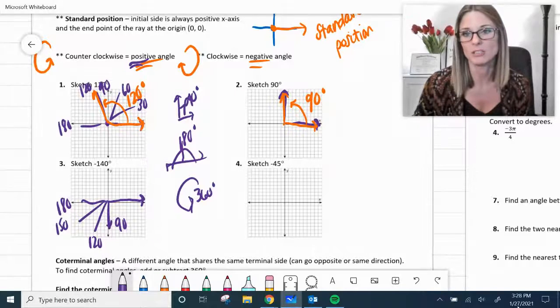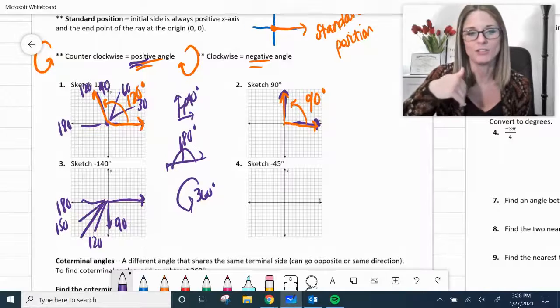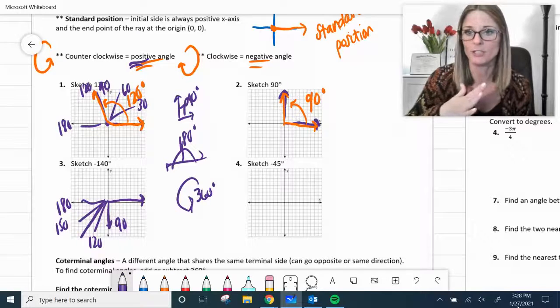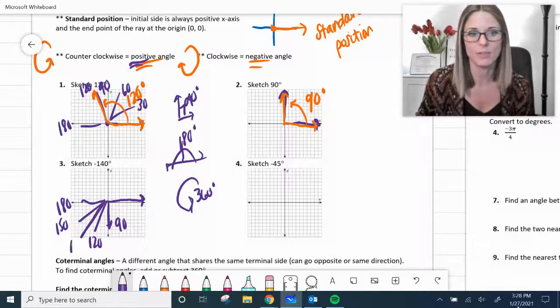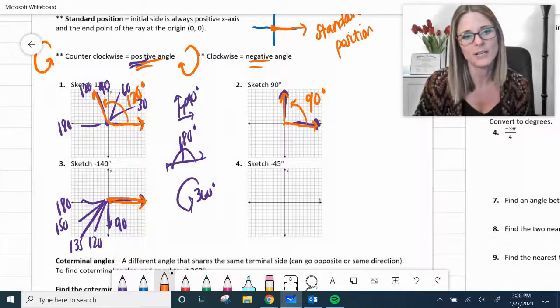That's too much. So maybe somewhere in between. Halfway between the quadrant here would be 45 degrees. So 45 plus 90 is 135. So we need something just right in between there. So I'll have my standard position at positive x-axis, and we're going to go somewhere in between. Now the directions say just sketch. So that's all we're doing, 140, negative 140.